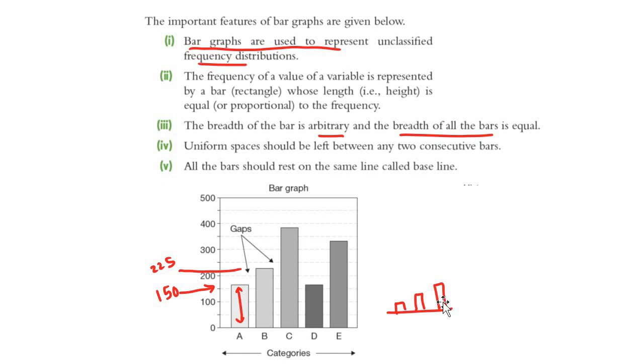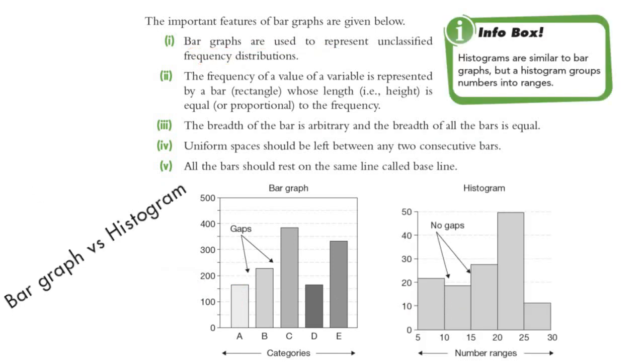Now related to the bar graph is yet another concept, which is the histogram. You will also learn this in higher classes. I'm just telling you the basic difference. A histogram is quite similar to the bar graph, but it basically groups numbers into ranges. There is a range over here, 5 to 10, 10 to 15, 15 to 20, and also there is no gap in the case of a histogram compared to a bar graph. The number ranges are very important. You will learn about this in your higher classes.